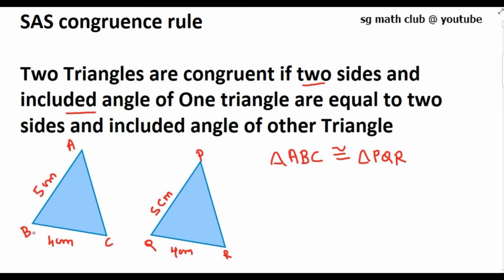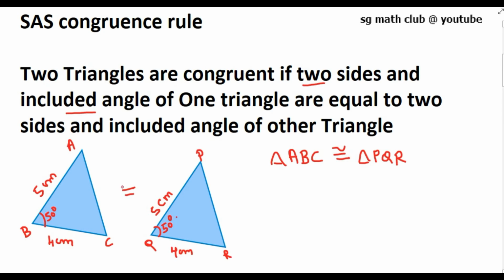The included angle means the angle should come in between these two sides. This is the included angle. Let it be 50 degrees. So here also angle Q is 50 degrees. Now, even though they have not given the third side or the remaining angles, I can easily say that by the SAS congruence rule, these two triangles are congruent.